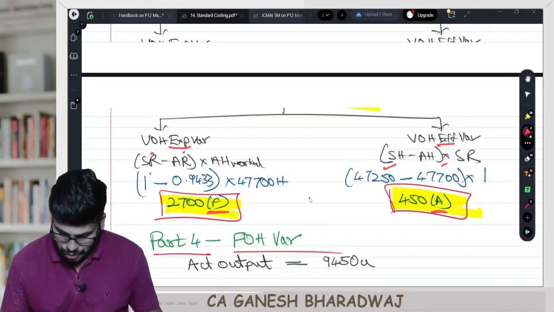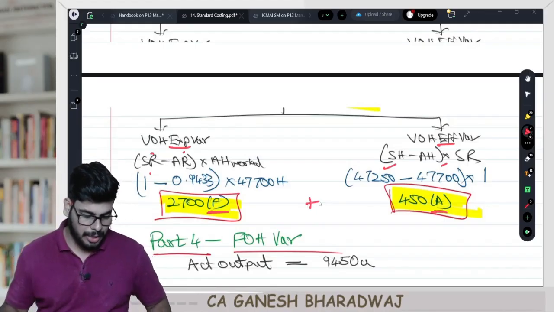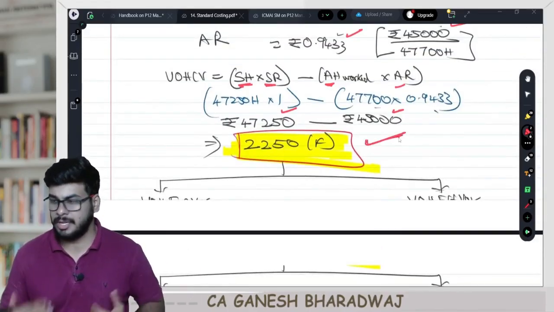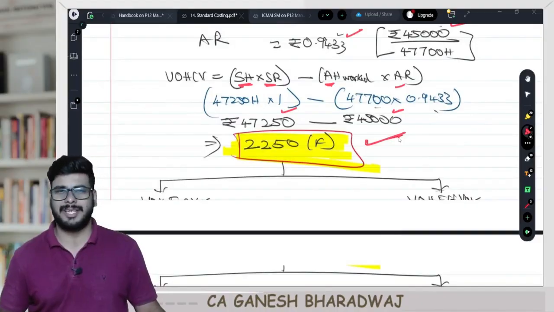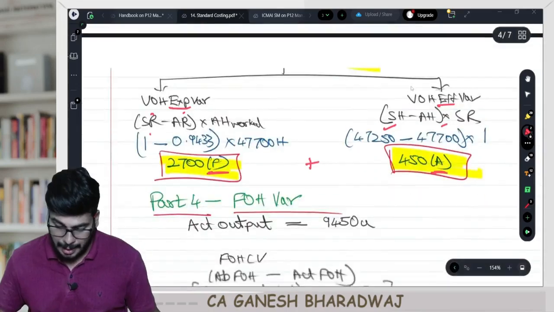Now once again, you need to check, you add these two. So 2,700 minus 450, you get effectively how much? 2,250 favorable. You get the daddy figure, which means that you've done this calculation right. Clear with this, guys? As simple as that. Very, very simple, but you need to get the approach and the logic right.